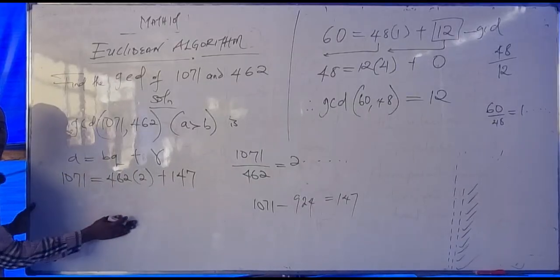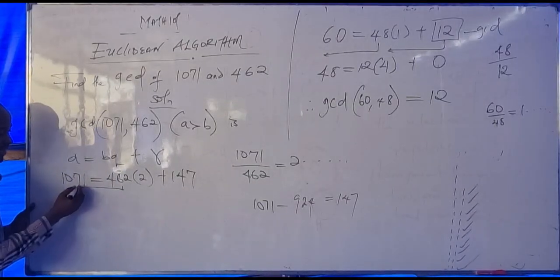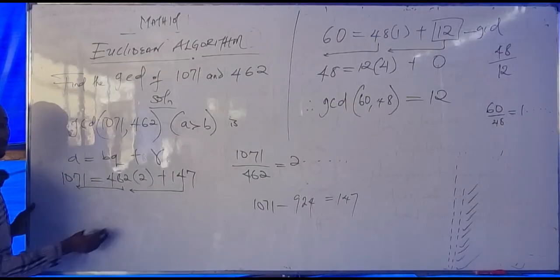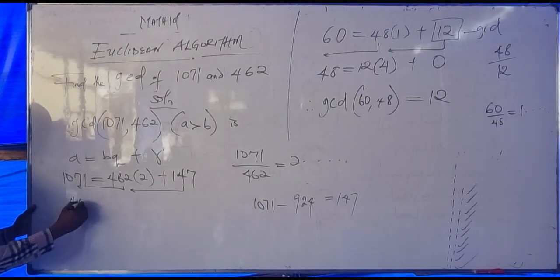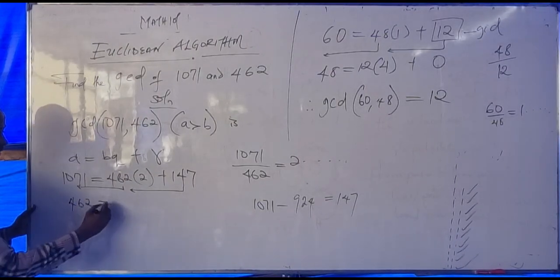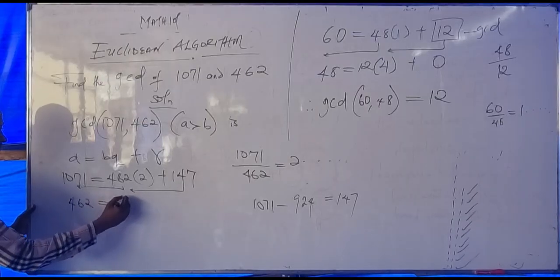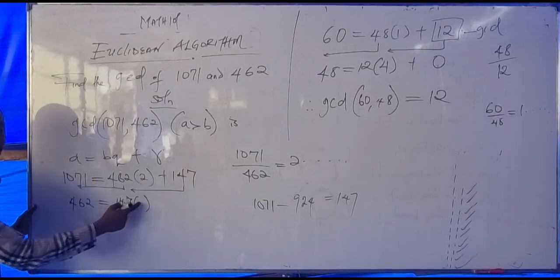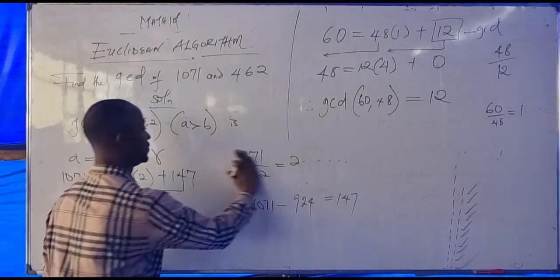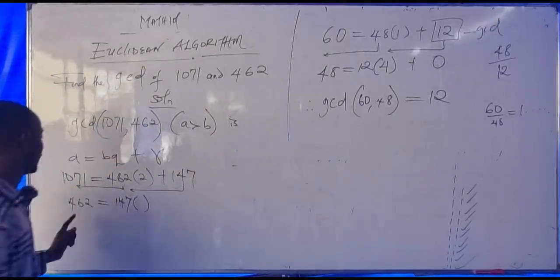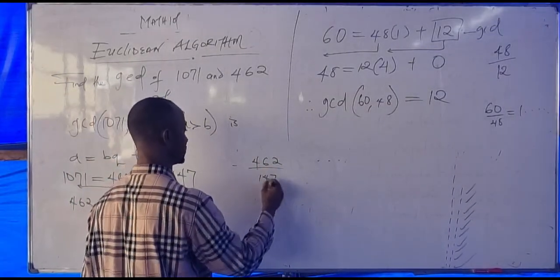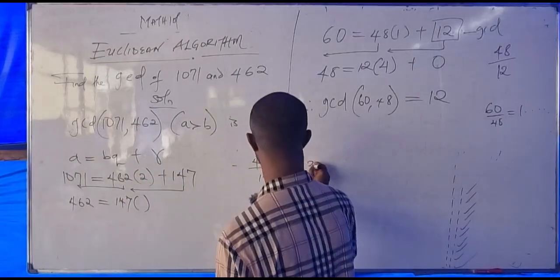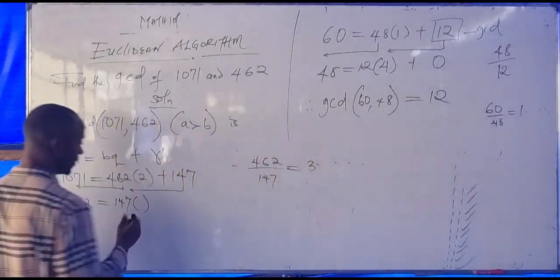Between this, which is bigger? I will extend this here. Are you following now? So what will be here now? 462 equals to what? What will be here? 147. What is our quotient? We divide again. We divide 462 by 147. And what do you have? 3 point something. So 3.